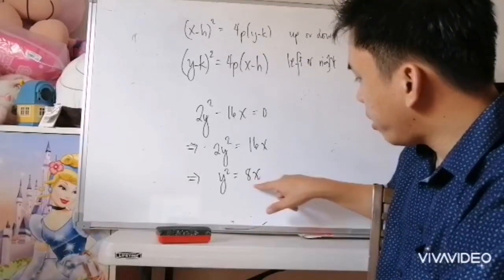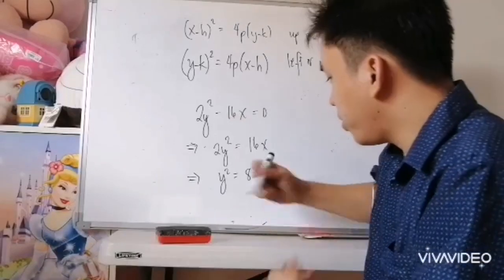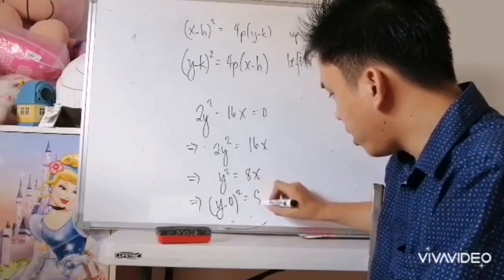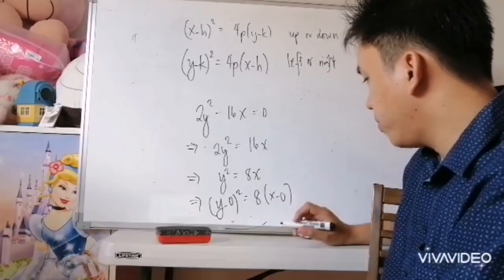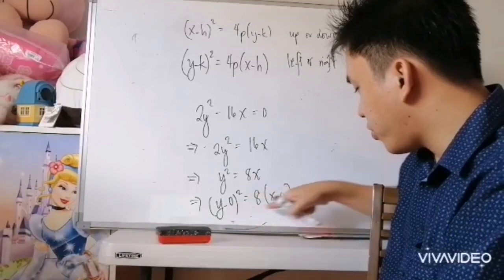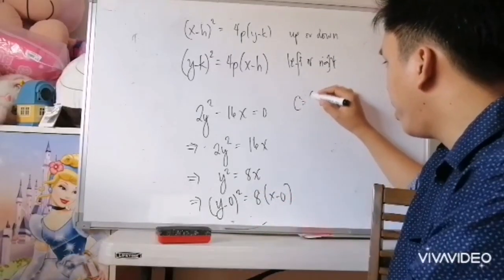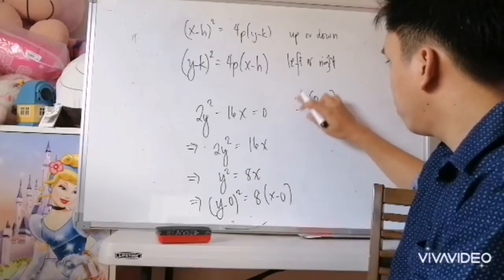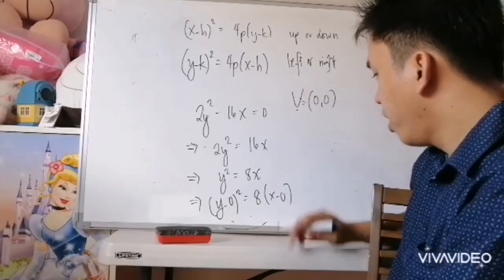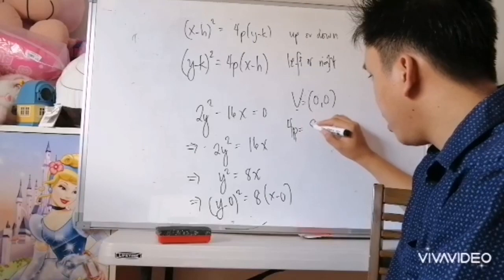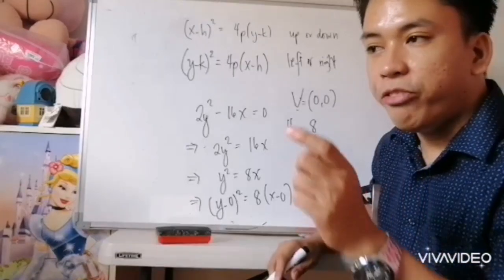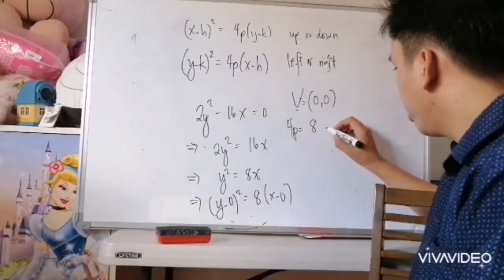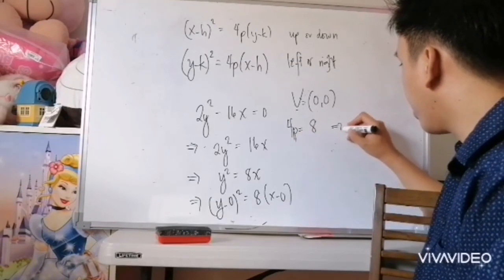Looking at this format, you can have y minus 0 squared equals 8 times x minus 0. Which means this is your h, this is your k. So the vertex of your parabola is 0, 0. Your 4p here is 8, which means the length of your latus rectum is 8 units. And if you divide this by 4, your p here is 2.